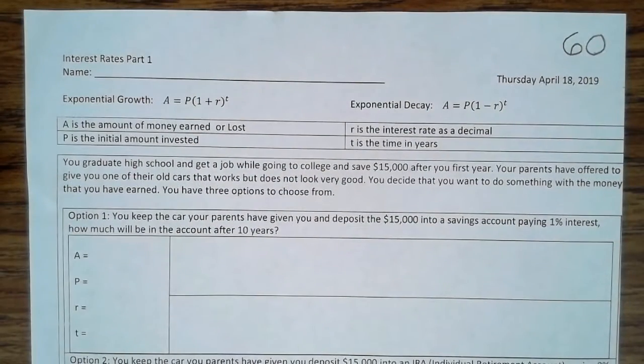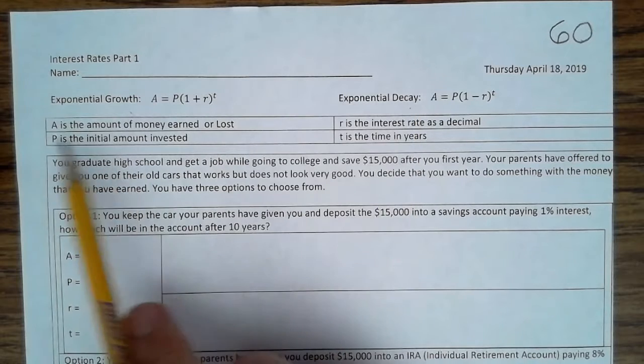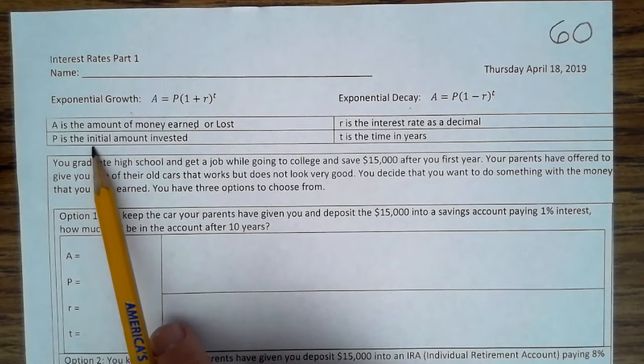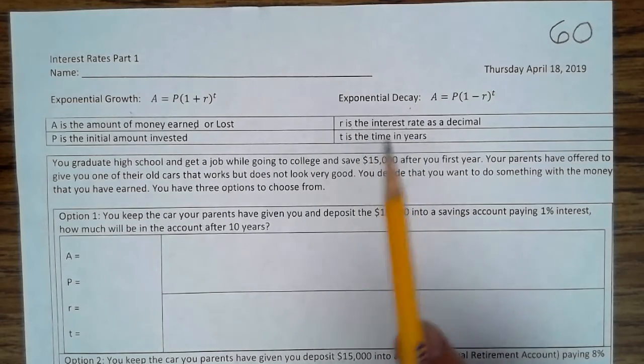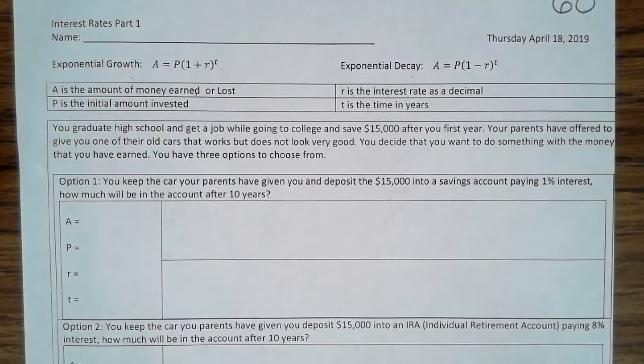All right, so we have some information I've given you about exponential growth and exponential decay, and that A is the amount of money earned or lost, P is the initial amount invested, R is the interest rate as a decimal, and T is the time in years. So we're going to use that as we look through the scenario.